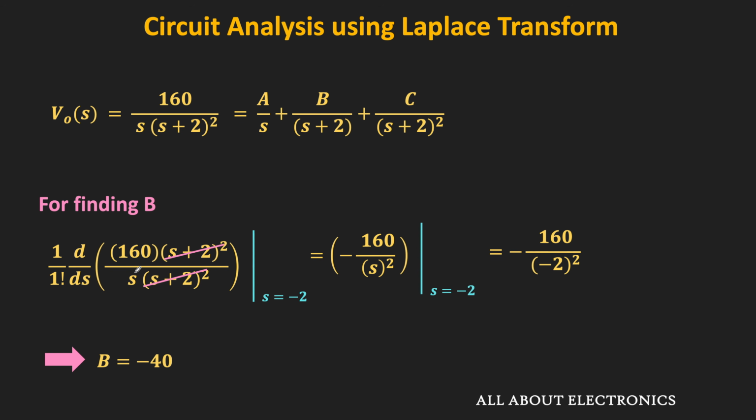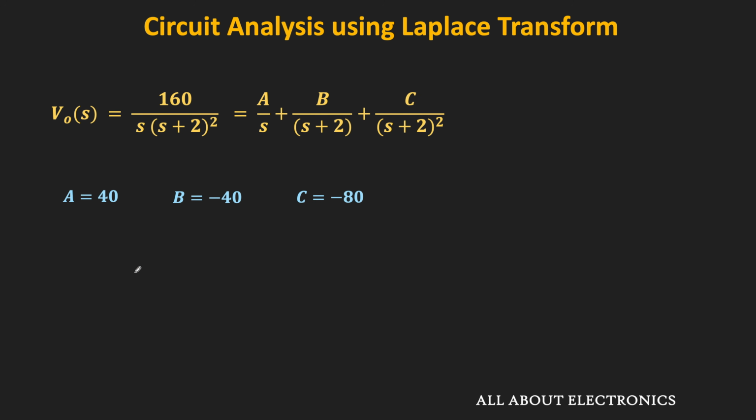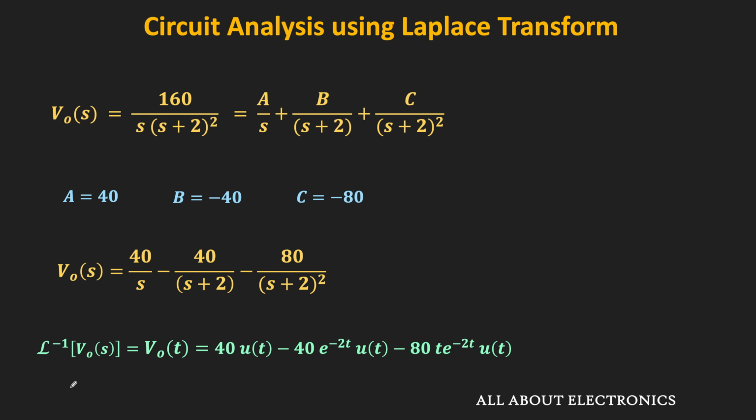So in this way, we got the values of the constants A, B and C. That means now the output voltage V(s) can be written like this. And as you can see, we can easily take the inverse Laplace transform of each term. We know that the inverse Laplace transform of 1 divided by s is equal to u(t). Similarly, using the frequency shifting property, the inverse Laplace transform of 1 divided by (s + 2) is equal to e^(-2t) times u(t).